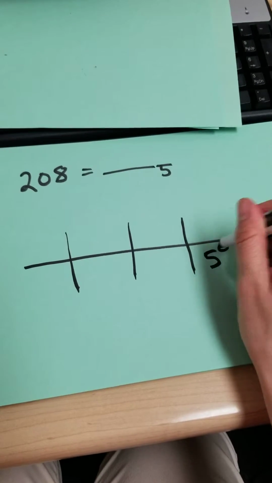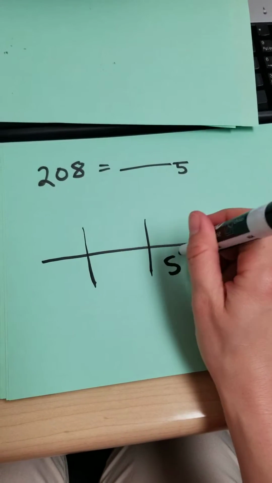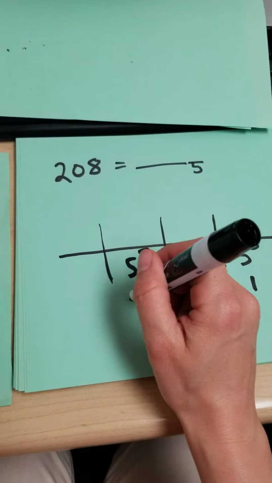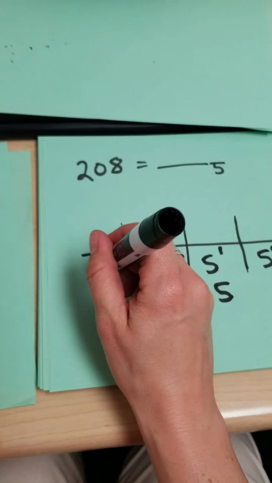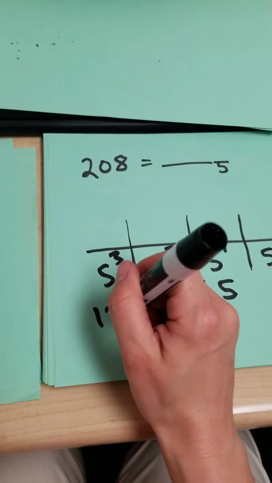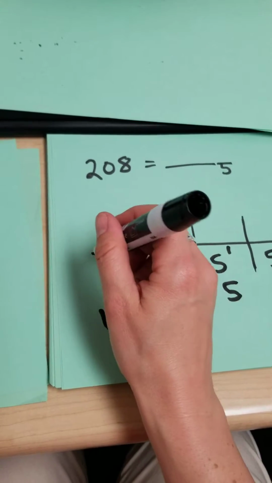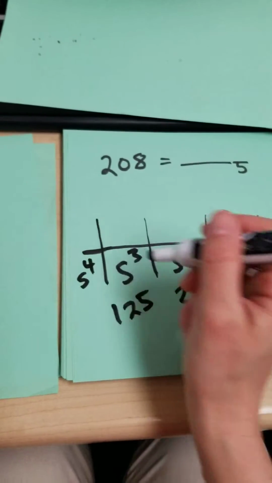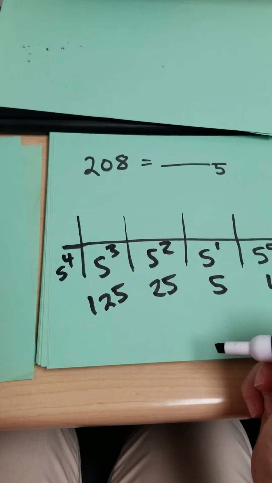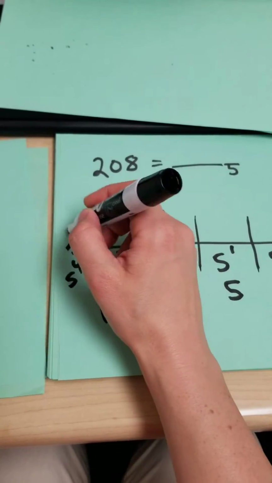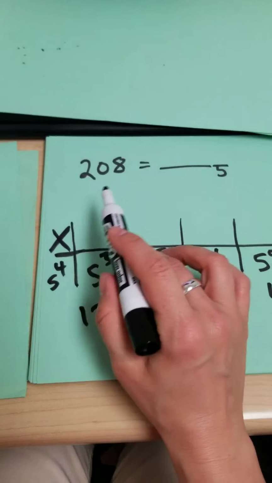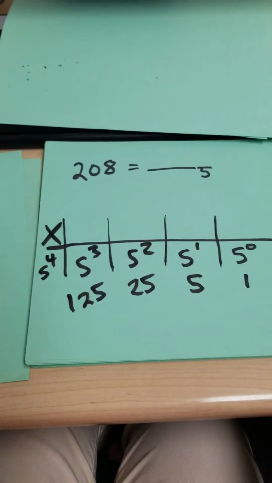5 to the 0, which is 1. 5 to the first, which is 5. 5 squared, which is 25. 5 cubed, which is 125. And the next one, 5 to the 4th, I think that's 625, so that's too big. That's bigger than our number. We're not going to be able to get groups of 625 if we only have 208.